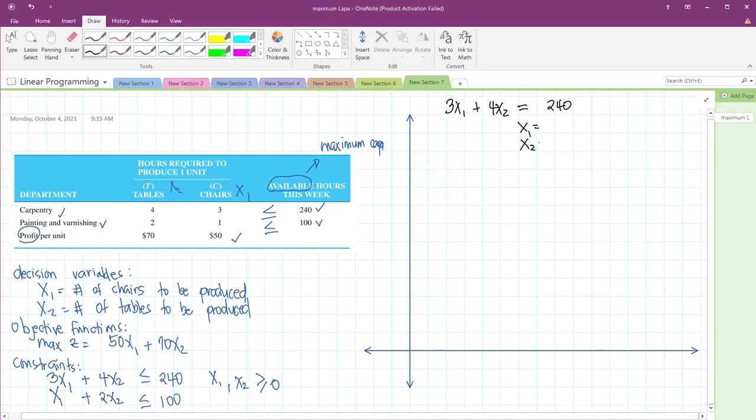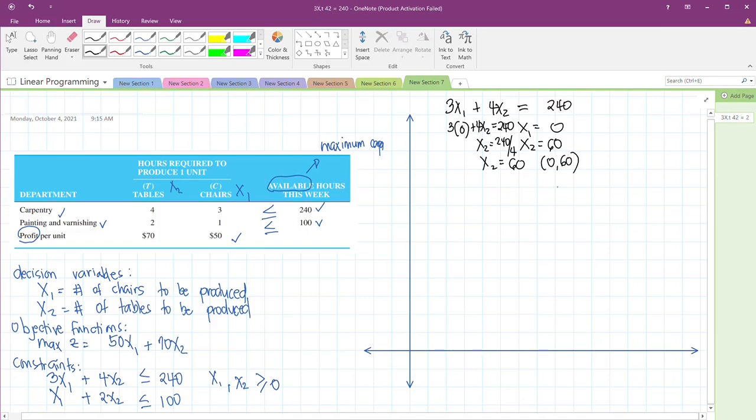Okay? So if x1 is equal to 0, what is x2? We just substitute. So, 3 times 0 plus 4x2 is equal to 240. We know that x2 is equal to 240 divided by 4. So the value of x2 is 60. So our first point is 0 and 60.